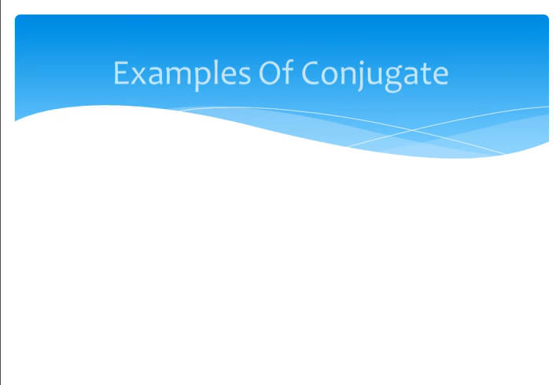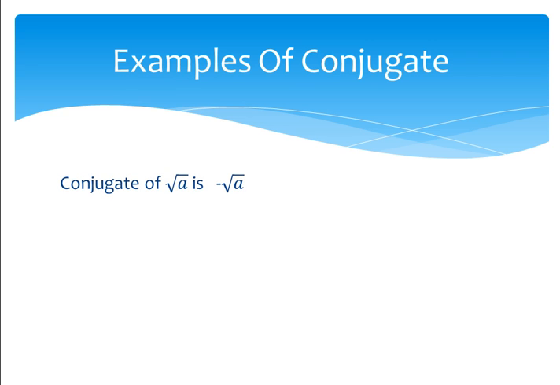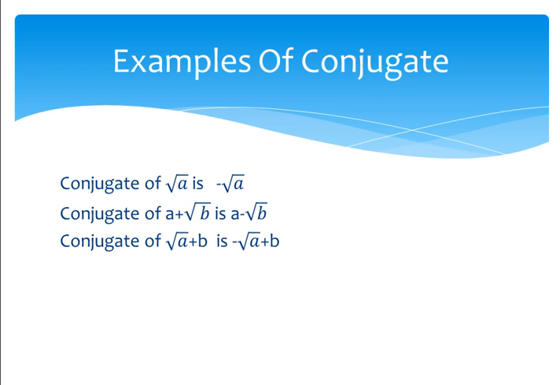Now what do I mean by this? The conjugate of root a is minus root a. So I have changed the sign in front of the surd. The sign in front of surd root a is plus. So I made it as minus root a. Conjugate of a plus root b is a minus root b. So the sign in front of root b is plus, I made it minus. Conjugate of root a plus b is minus root a plus b. And conjugate of root a plus root b is root a minus root b.